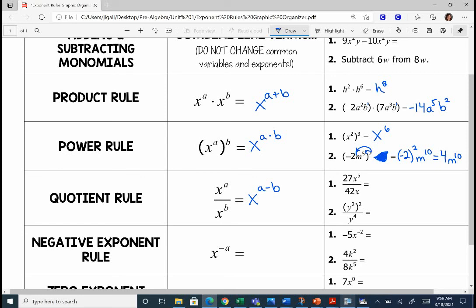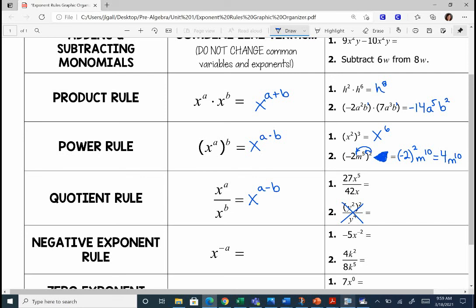Now, for the examples, we're not quite ready for that 2nd one yet. We're not going to worry about that one. But we will do example 1. Example 1 has coefficients. It has a 27 and a 42. Now, if I just try to throw that in my calculator, I'm going to get some ugly decimal. I don't want that. We want to keep things as fractions. So we have a 27 and a 42. What could go into both of those?